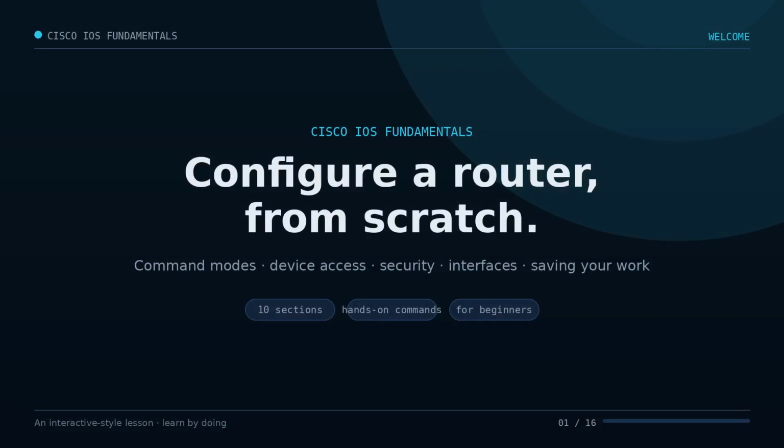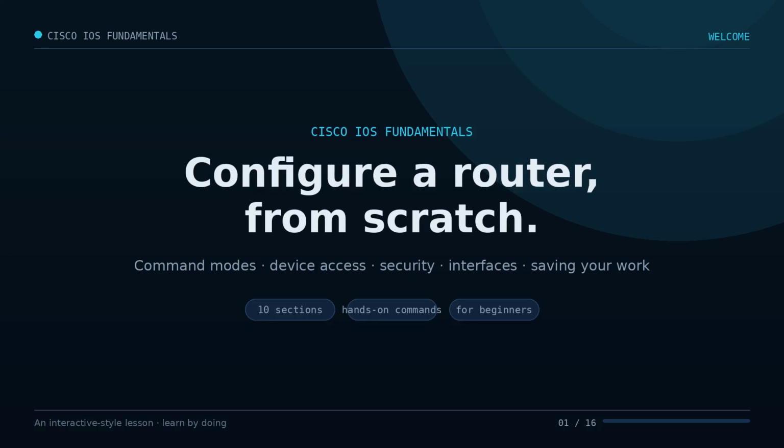In this lesson, we'll take a brand new Cisco device and configure it from scratch. You'll learn how to reach the command line, move between the command modes, secure the device, bring an interface to life, and save your work so it survives a reboot. There's no mouse here, everything is typed.